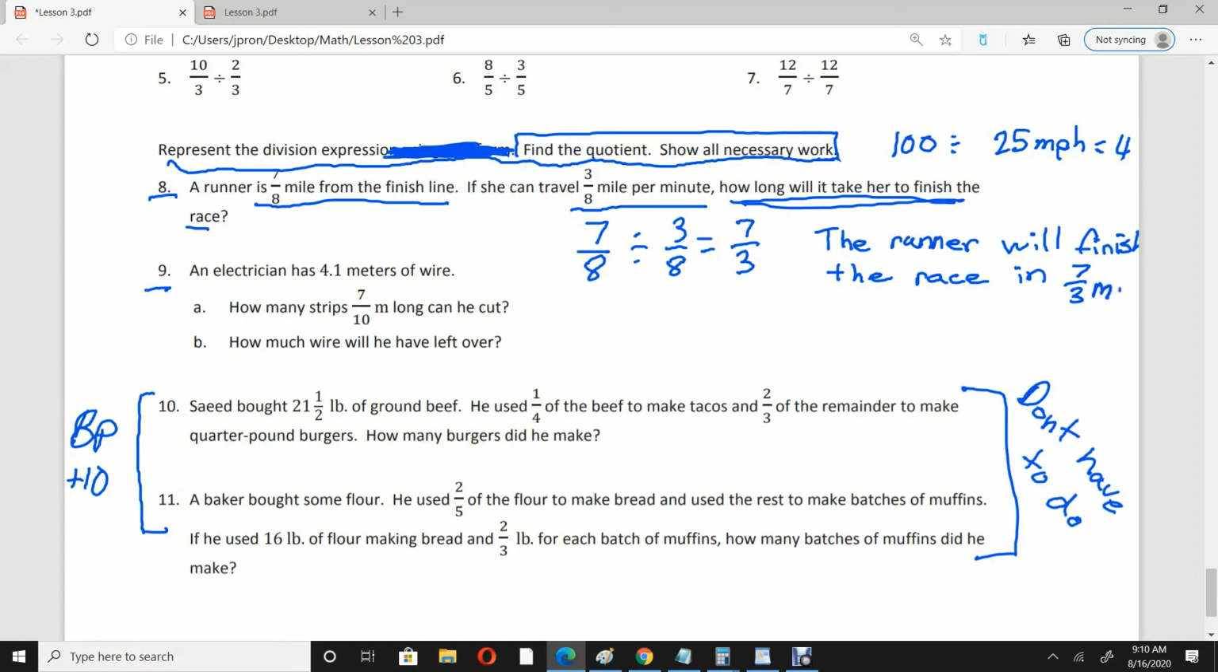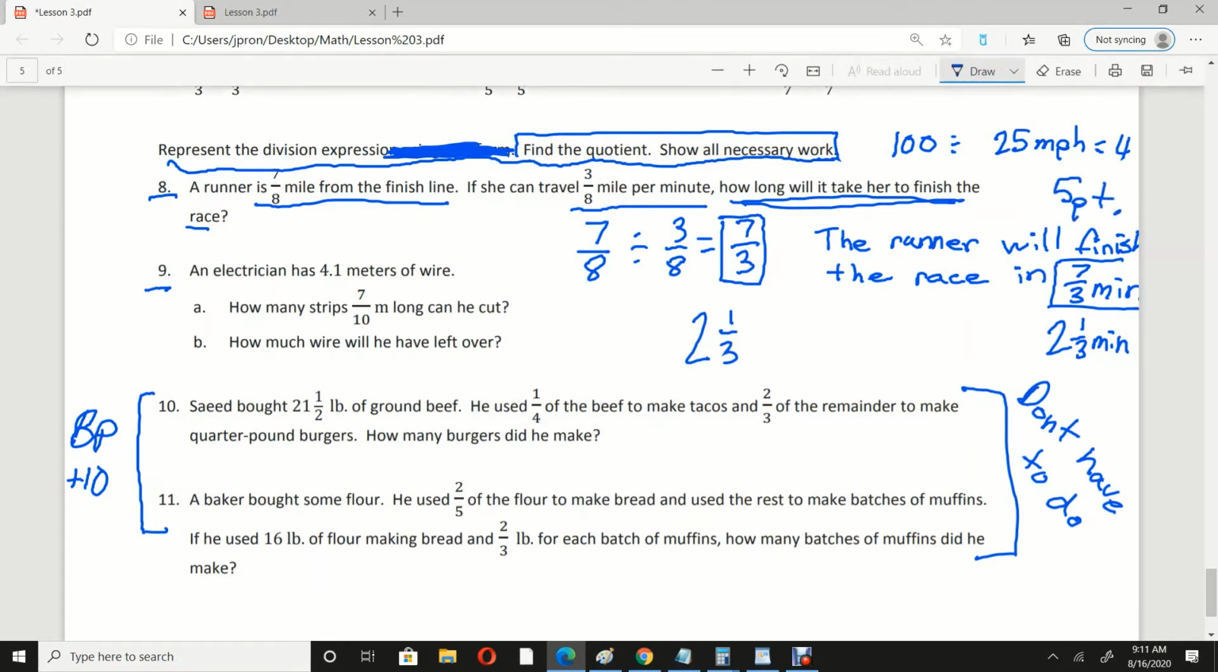7/3 minutes, right? And now Mr. Shaheen is comfortable with these improper fractions, as we talked about earlier. I would rather see this as 7/3 rather than it be 2 1/3 as a mixed number, but either one of those answers is correct. So you could also have 2 1/3 minutes, right? And this would be a 5-point answer. It's a full, complete thought.